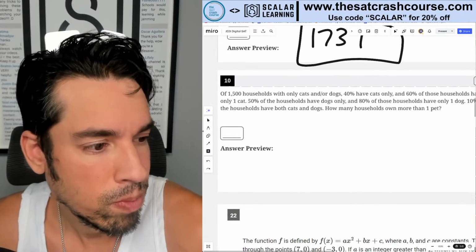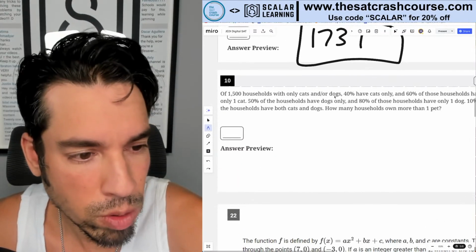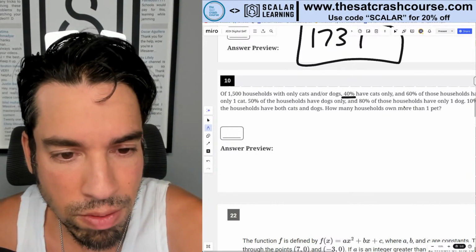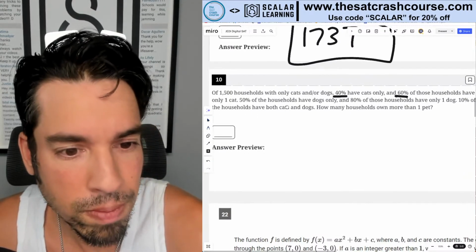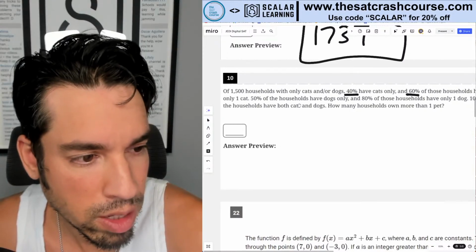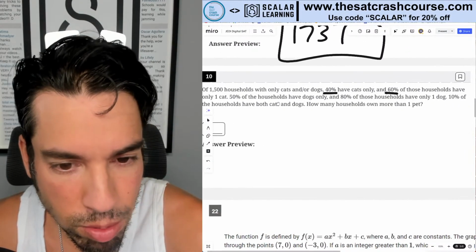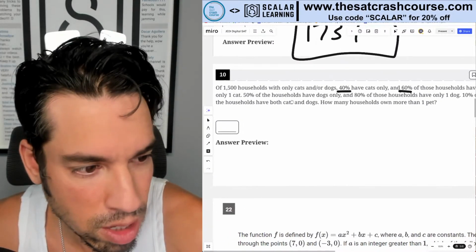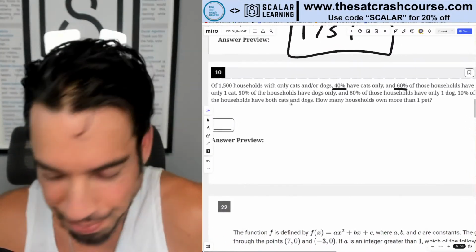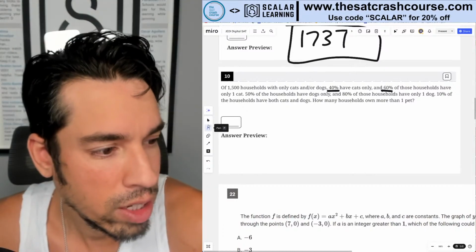All right, this one. Of 1,500 households with only cats and or dogs, 40% of cats, 60% of those households have only one cat. Okay. 50% of the households have dogs, and 80% of those households have only one dog. 10% of the households have, again, wow, a lot of stuff here. Okay, let's see if we can break this out.